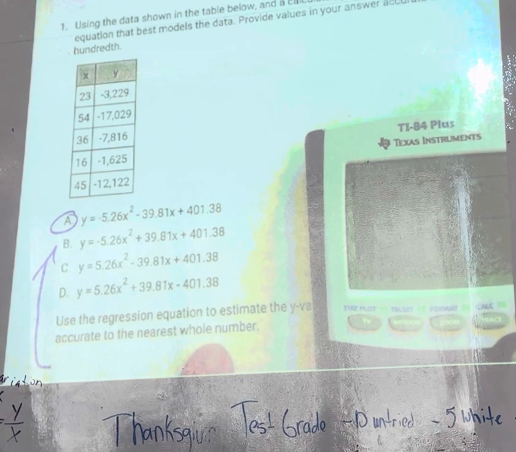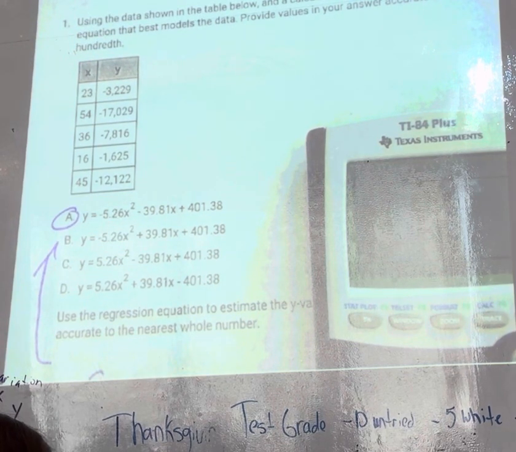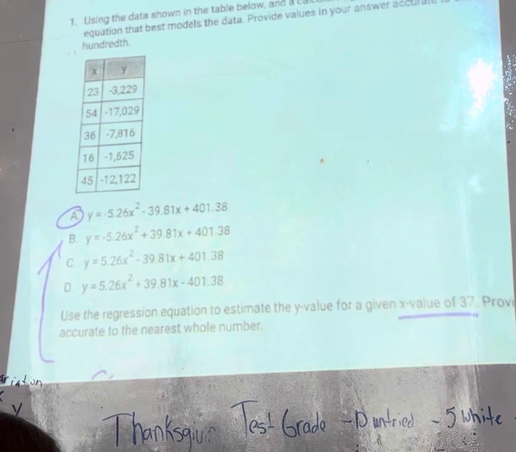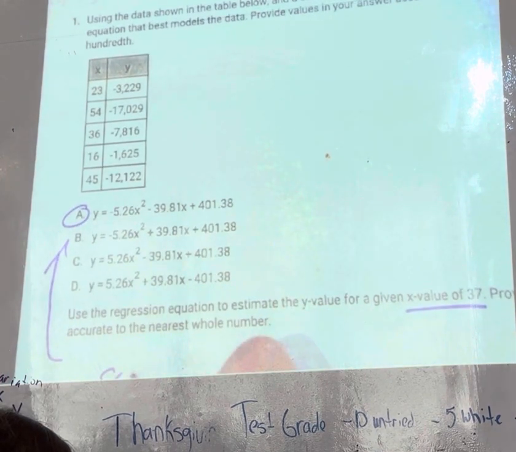We're going to go when x equals 37, so go to table set. I'm at 36, so I'm just going to go to my table. And at 37, my answer is negative 8,000 and what? What did y'all get? One second, I need to get there. 8,272. Very good.